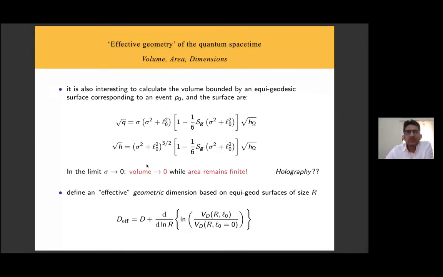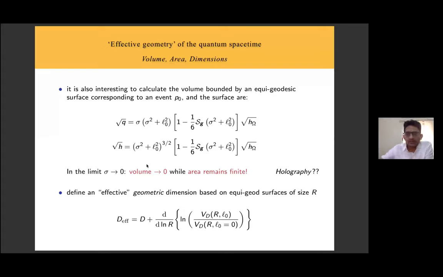So let me also now go to the part where I discuss further implications for this. A very immediate implication of this is what happens when you try to compute other geometrical quantities like volume, area, etc., using the QAB instead of the background metric tensor, because QAB is now your effective metric. So you can define an effective sort of geometrical dimension. This is very closely related to the standard way in which you define a box dimension.